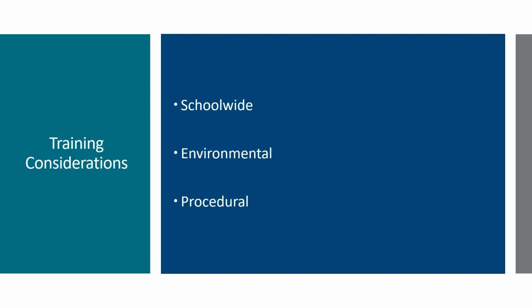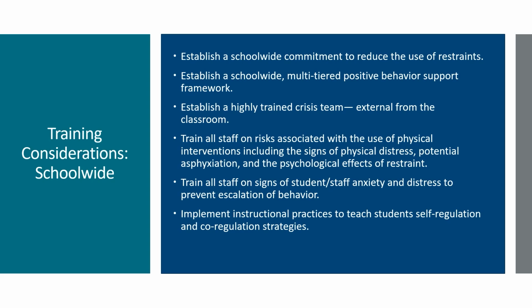Training considerations would be to establish a school-wide commitment to reduce the use of restraints, establish a school-wide multi-tiered positive behavior support framework, establish a highly trained crisis team external from the classroom, train all staff on risks associated with the use of physical interventions, including the signs of physical distress, potential asphyxiation, and the psychological effects of restraint. Train all staff on signs of student-staff anxiety and distress to prevent escalation of behavior. Implement instructional practices to teach students self-regulation and co-regulation strategies.